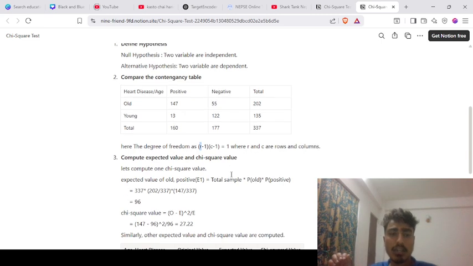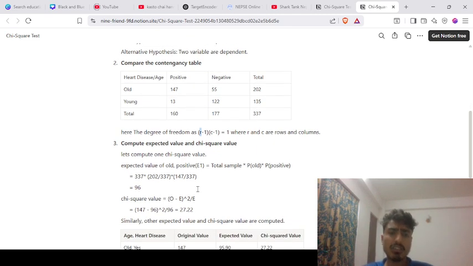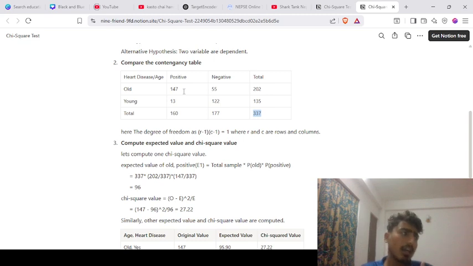After that, we have to compute the expected values and chi-square values. For that, the main input is the total sample. The total sample is 337, and where this data came from I'll tell you later on. For now, let's leave it here. And yes, this is our formula to calculate the expected value.